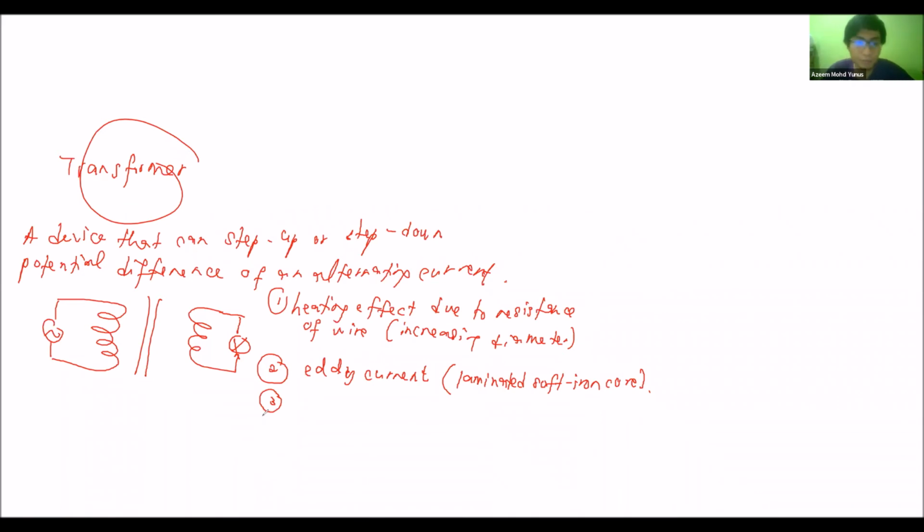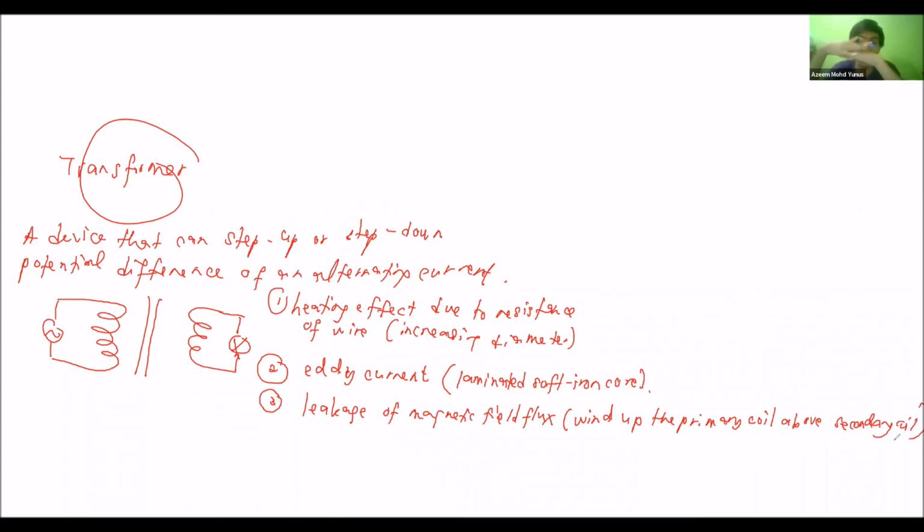Number three, leakage of magnetic flux. How are we going to overcome that? We wind the primary coil above the secondary coil. Above or below, it doesn't matter here. It means that they must be closer to each other but not touching, as close as possible.